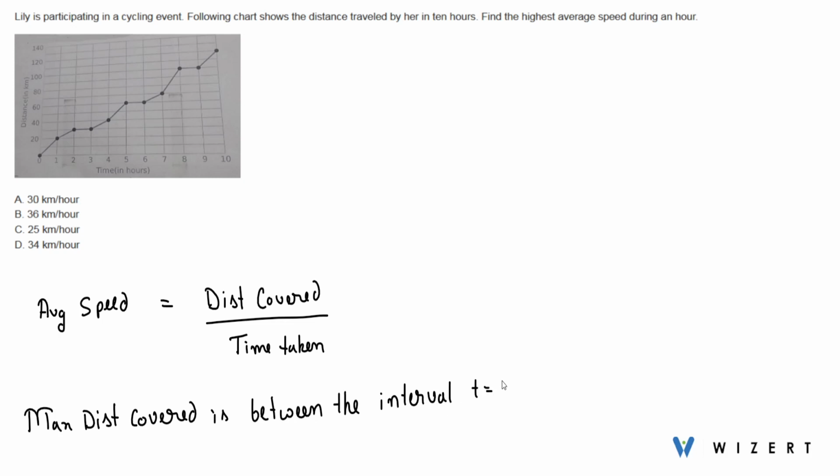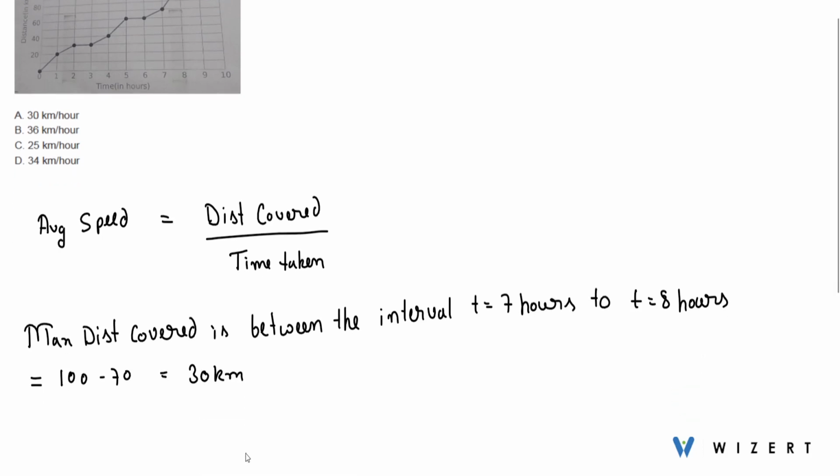t equals 7 hours to t equals 8 hours, where t represents time, and the range of distance covered is from 70 to 100. So 100 minus 70 is equal to 30 kilometers. So in 1 hour she covered 30 kilometers of distance.